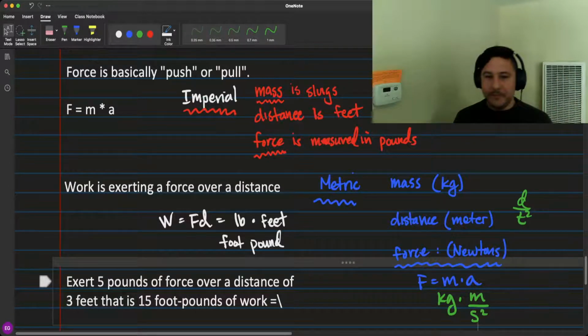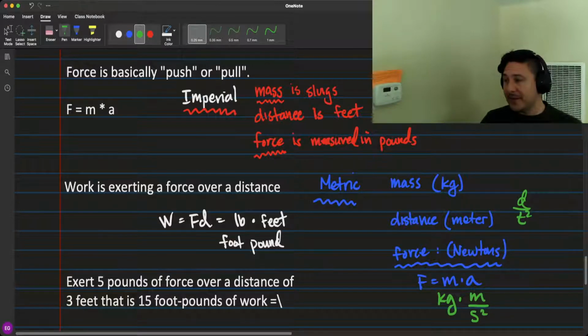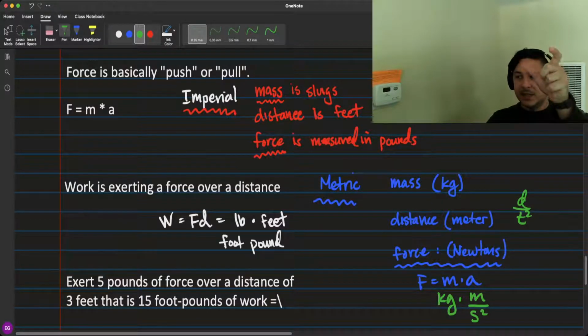I highly recommend that after today you go back and think about this. Force is mass times acceleration. Mass is measured in kilograms. Acceleration is distance per unit squared time, which means meters per second squared. So newtons are kilograms times meters per second squared.